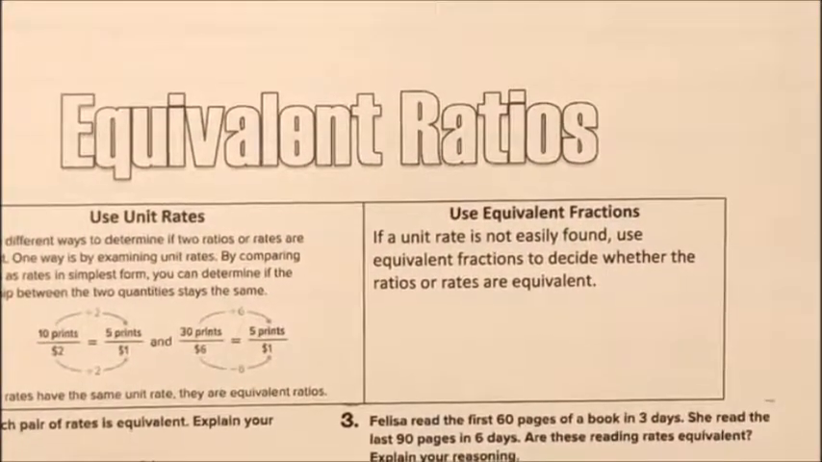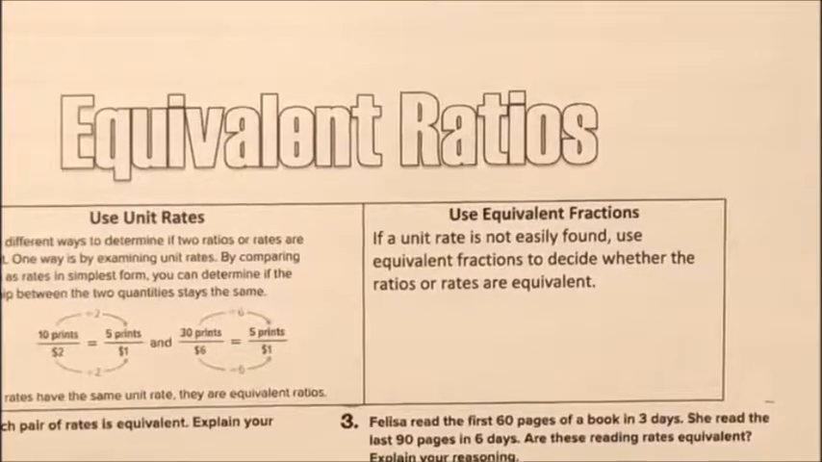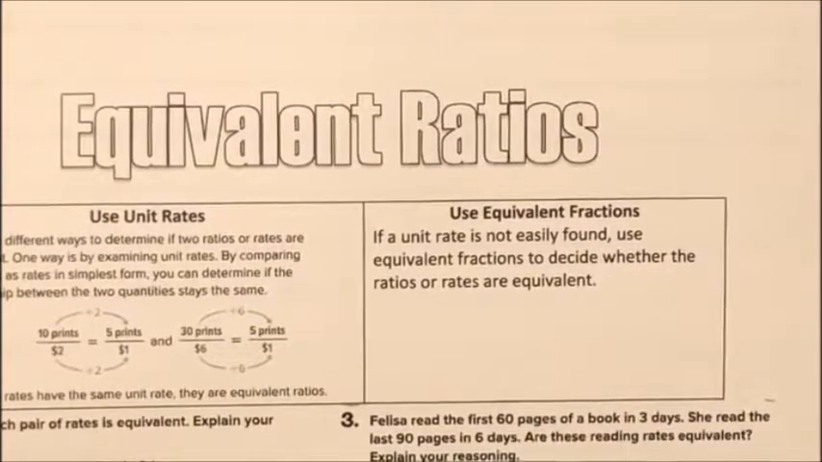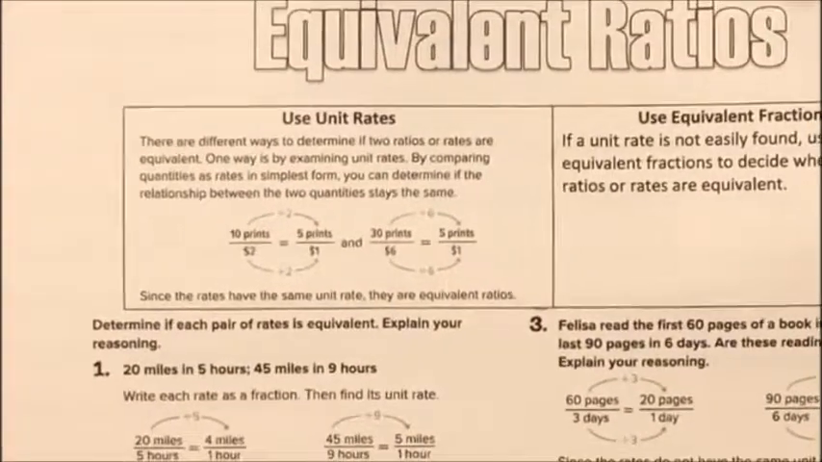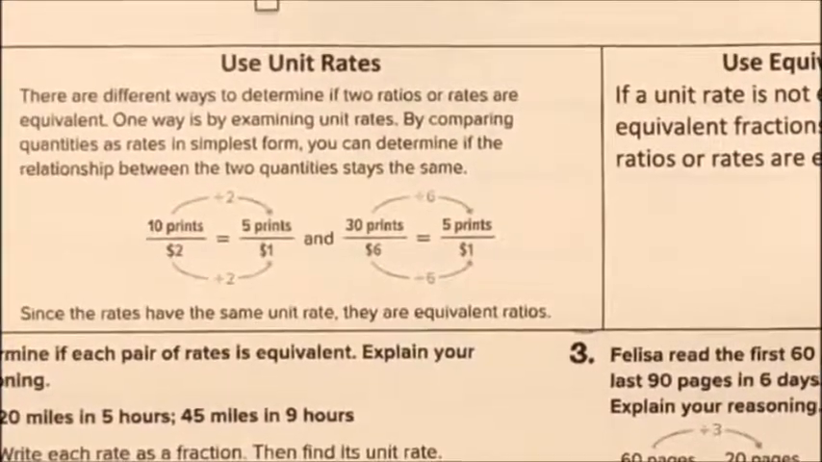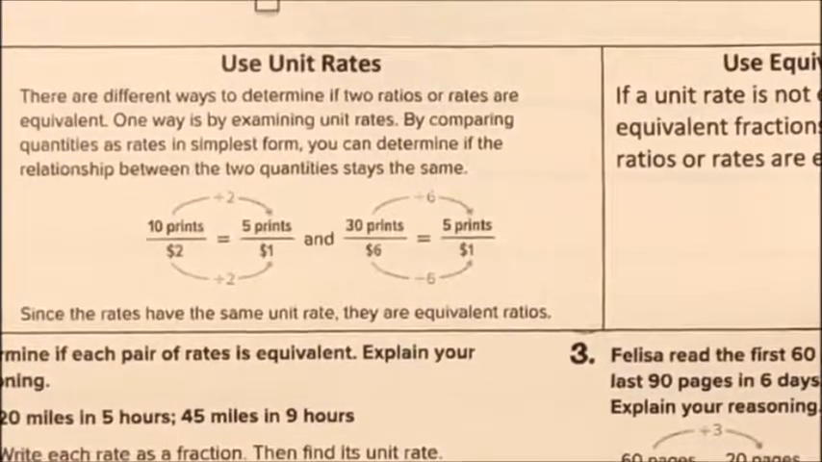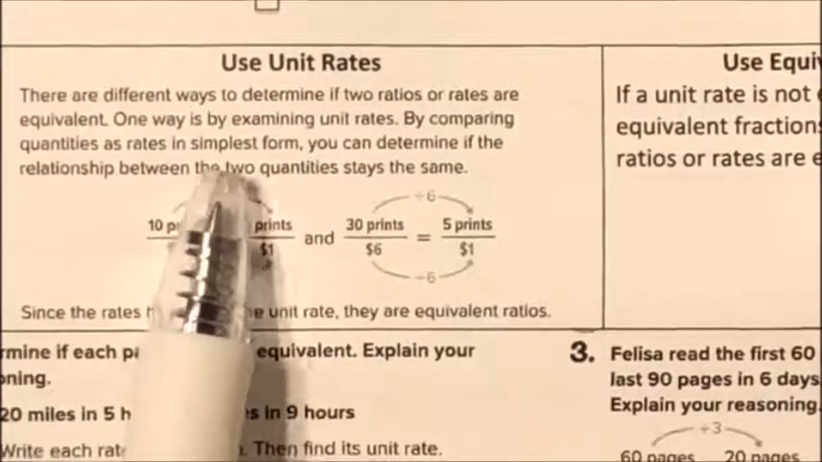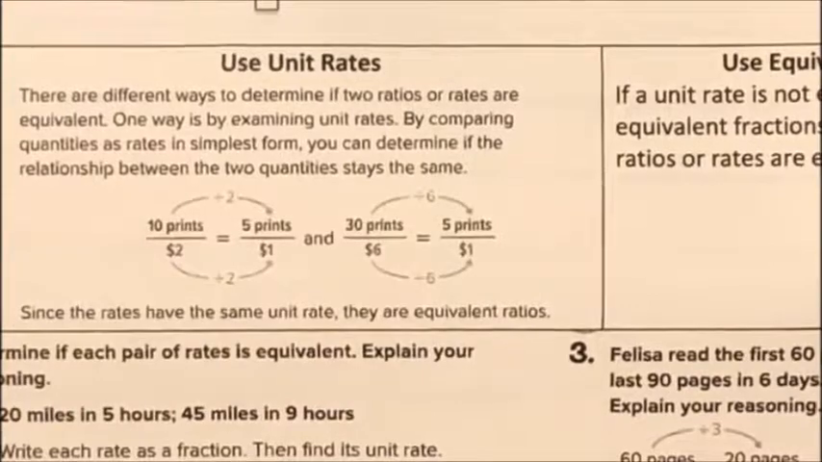All right, this is Chapter 1, Lesson 6 for Slytherin, Equivalent Ratios. So, the first thing that I want to look at when I'm talking about equivalent ratios is using a unit rate. When I use a unit rate, there are different ways to determine if two ratios or rates are equivalent. One way is by examining unit rates, okay?